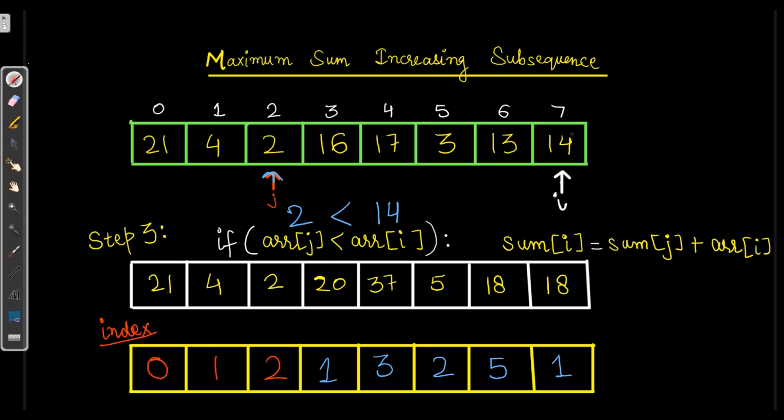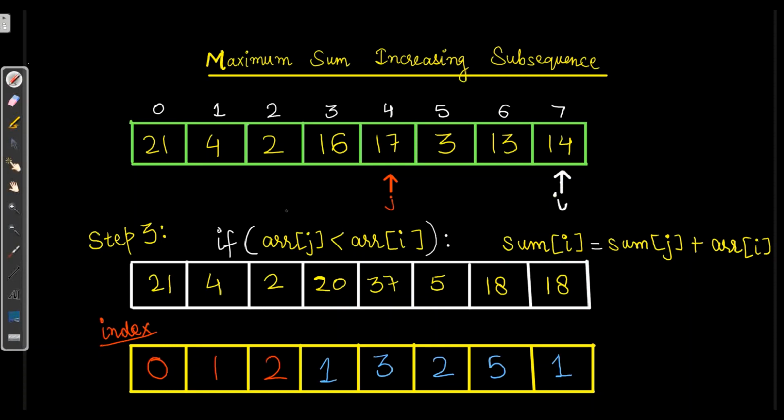Now I'll take the value 14 and its sum: 14 plus 2 is 16. Now if I compare this 18 with 16, we already have the maximum value. So here I'll ignore it and j will be iterated further, where we have 16 compared with 14. Is 14 greater than 16? No. So j will be iterated further.